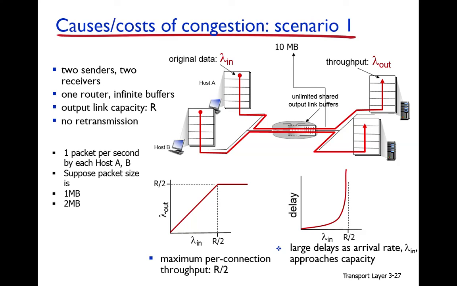Similarly, if the data rate is increased, suppose the packet size is 2 MB. Host A is sending one packet in 1 second, host B is sending one packet in 1 second. So in 1 second, two packets are coming and each packet is 2 MB. So it means that 4 MB data arrives at this router. And this link is 10 MB, so this 4 MB will be directly transmitted. They will not be stored.